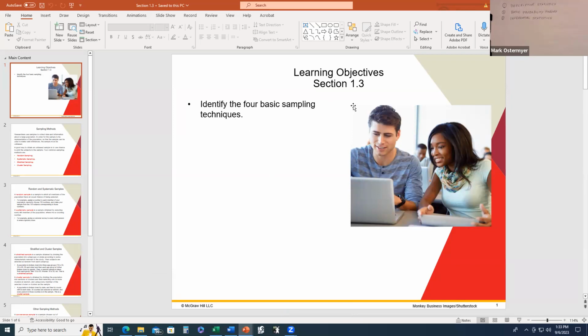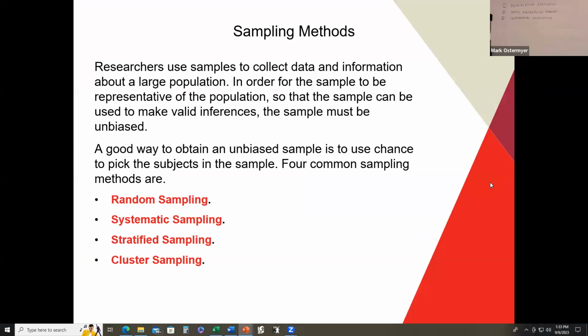All right. In lesson 1.3, we're going to look at 4 different ways of sampling or drawing a sample from a population. There's 4 main ways of sampling from a population. There's random sampling, or simple random sampling, as it's sometimes referred to. You might see it coined in a statistics textbook as SRS. That stands for simple random sampling. SRS. Systematic sampling, stratified sampling, and cluster sampling.